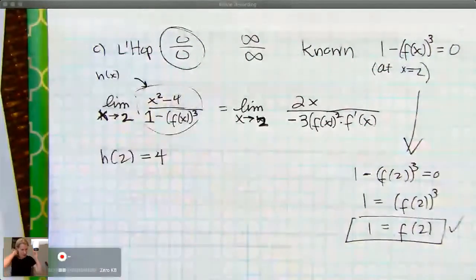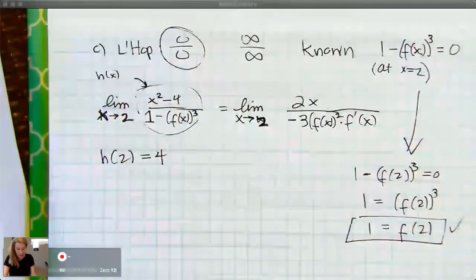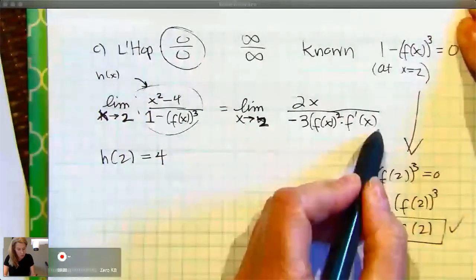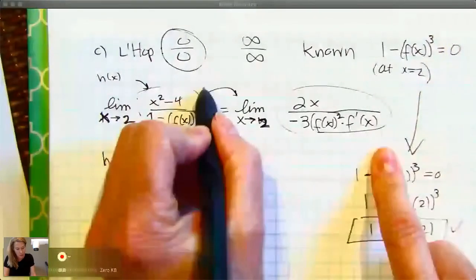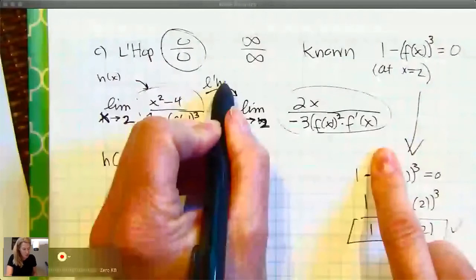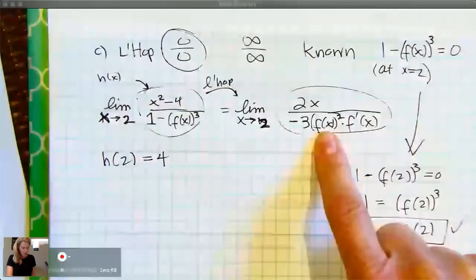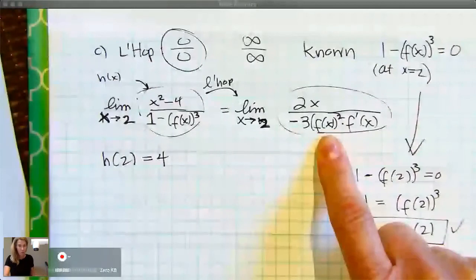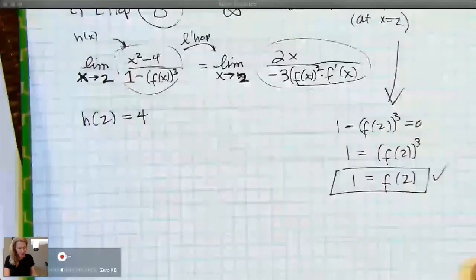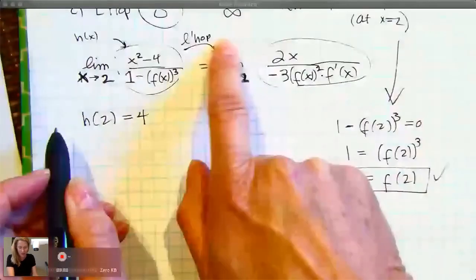So what we're saying is we can't determine it here. 0 over 0 tells us nothing, but this limit should be approaching 4. So I took L'Hopital's rule. I did a LaHop to get from here to here, and we end up with 2x over negative 3 f of x squared times f prime of x. I told my students, you don't have to write the whole thing. They know what you mean. Just show that you did a LaHop.